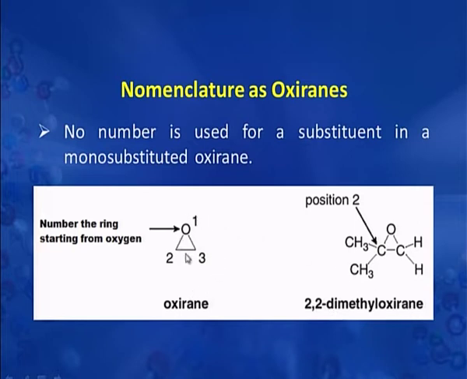Oxirane is the name of the molecule which is unsubstituted, where there is no substitution on either of the two carbons. But if there is substitution on one of the two carbons, preferentially that carbon is given the lower number. We cannot number the molecule like 1, 2 and 3 arbitrarily. We will have to number it in such a way that the minimum number goes to the substituent, and that is why the name of the molecule will be 2,2-dimethyloxirane.